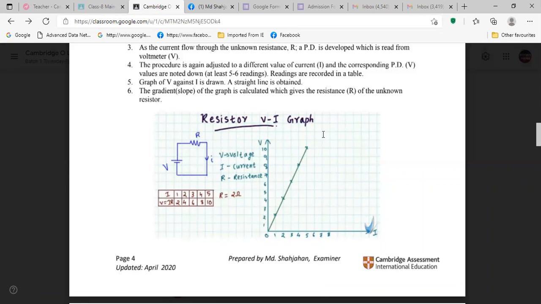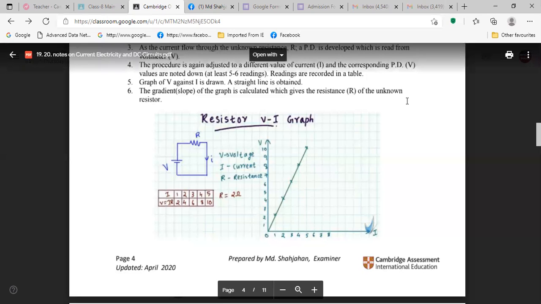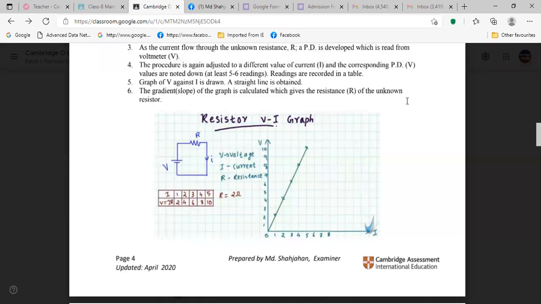That means voltage and current are directly proportional. If we take the gradient, V over I, for any of the points, like 10 by 5, it comes to 2 ohms, right? We got the formula V equals IR, right?